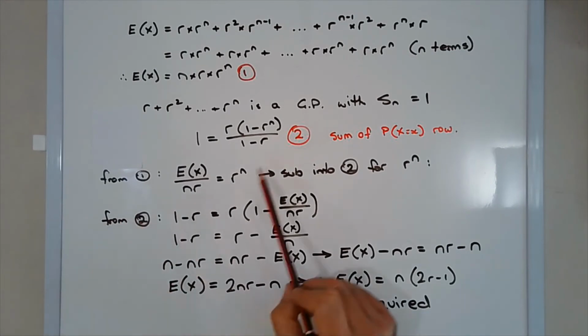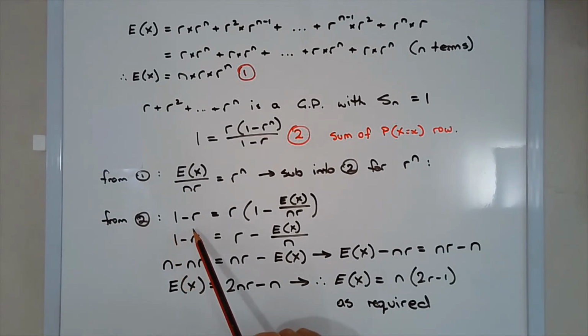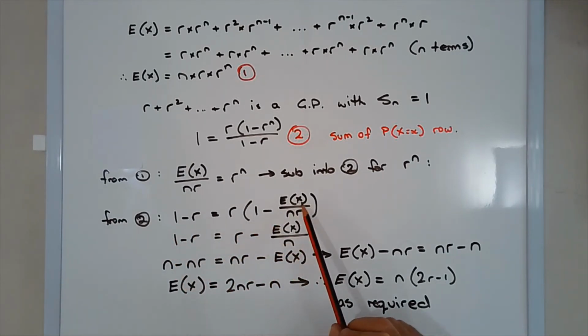And so from equation number 2, and I've multiplied both sides by 1 minus r as well. So we have 1 minus r is equal to r(1 minus expected value of x over nr). So 1 minus r is equal to r minus expected value of x over n. So that's multiplying through by r. We're expanding the brackets here. So this r and this r here will cancel. And then multiplying all terms by n to eliminate the fraction, we have n minus nr is equal to nr minus E(X), expected value of x. And I've just reversed the terms. So E(X) minus nr is equal to nr minus n.